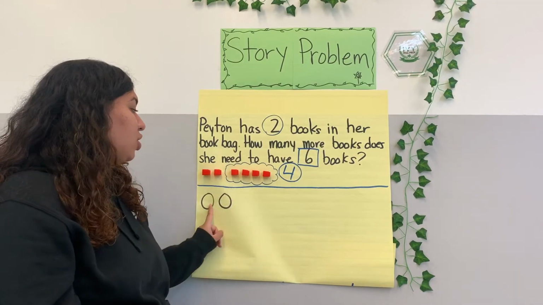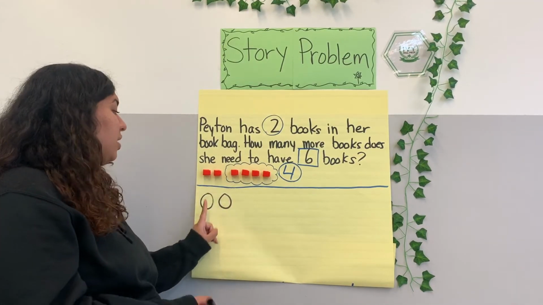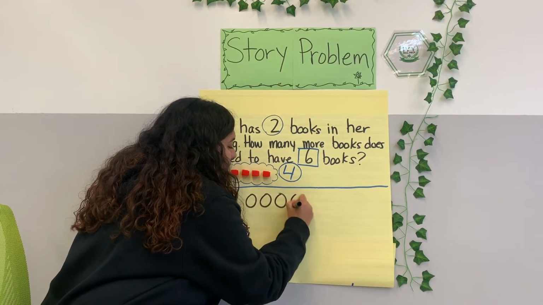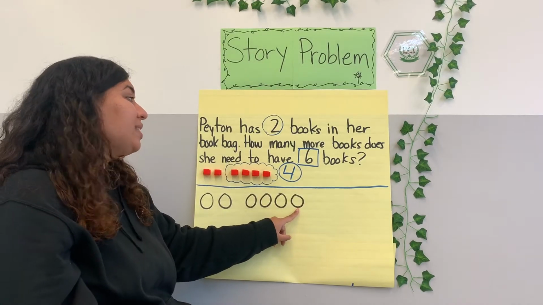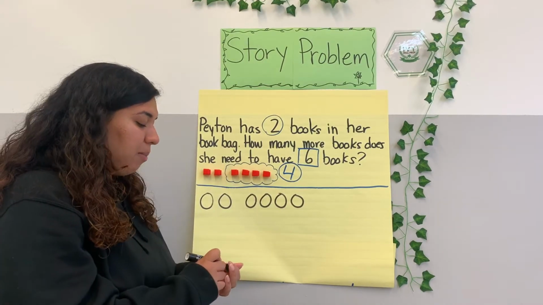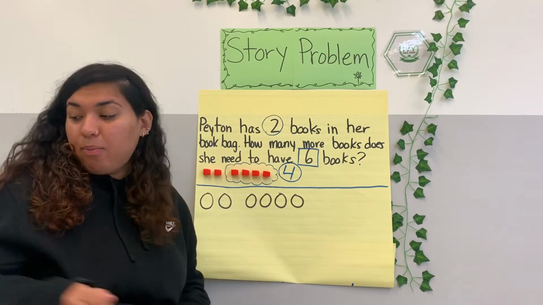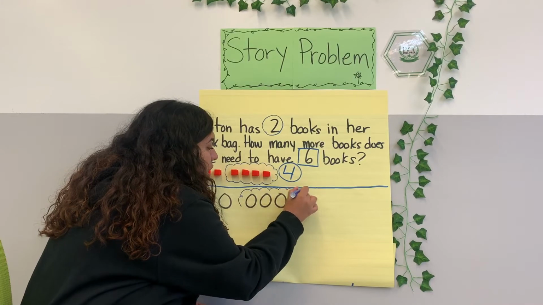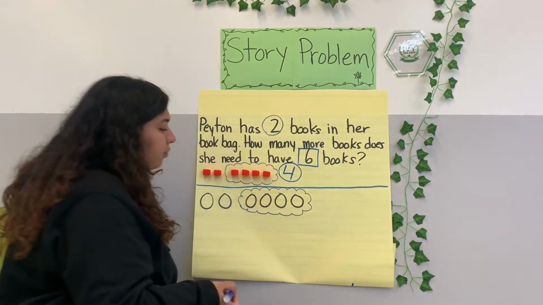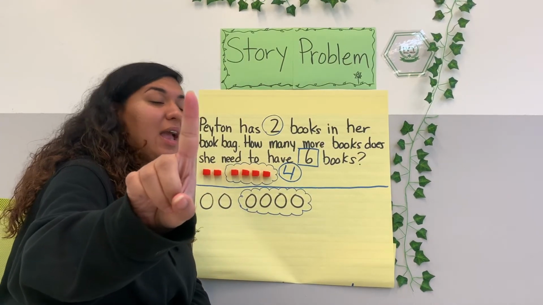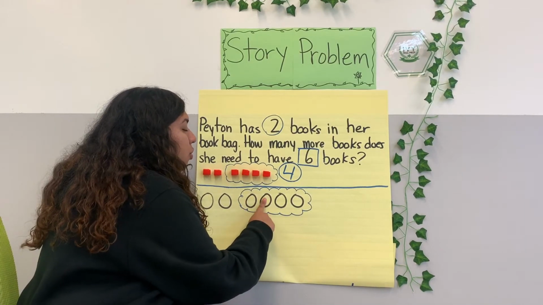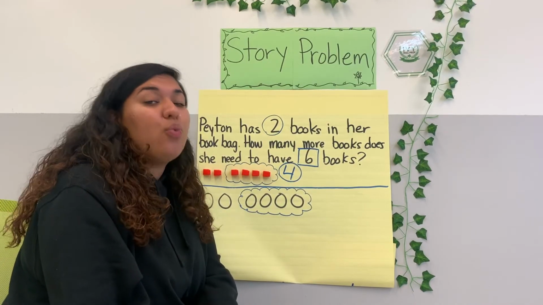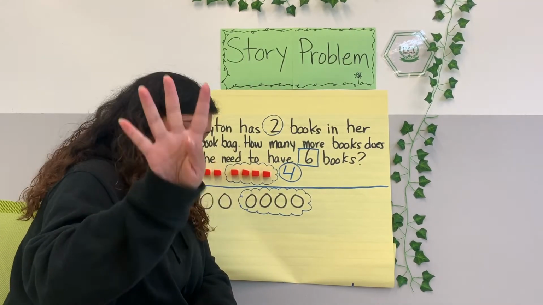Nice. So let's go ahead and start from 1 again and count to 6. 1, 2, 3, 4, 5, 6. I'm up to 6, so I stop. Now, how many more did we need? We're going to make a nice bubble around the circles that we drew to get to 6. Get your finger ready and count with me. 1, 2, 3, 4. How many more did we need to get to 6? We needed 4.